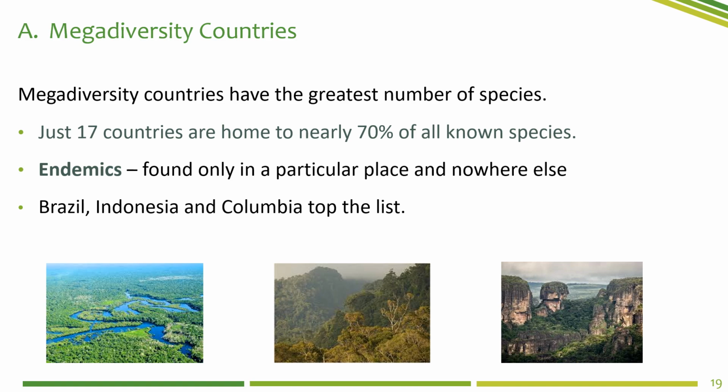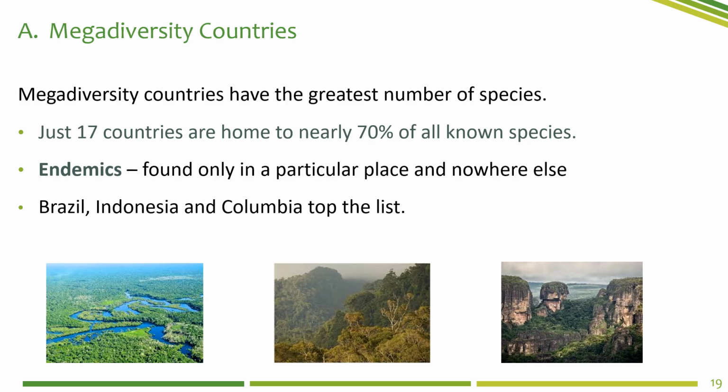So for example, Brazil, Indonesia, and Colombia are 3 of the countries with the highest number of species. And globally, just 17 countries contain roughly 70% of all species on Earth. So most of the species live in a very small region encompassed by these megadiversity countries.